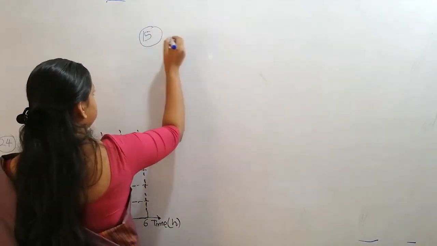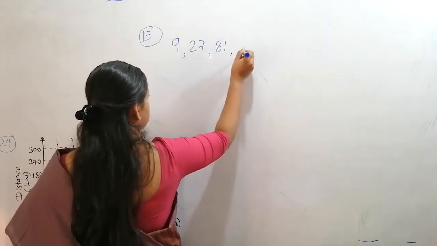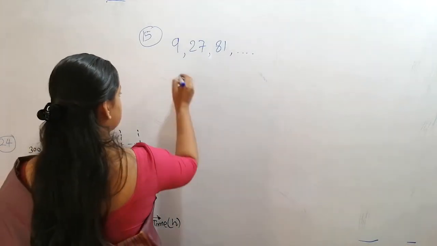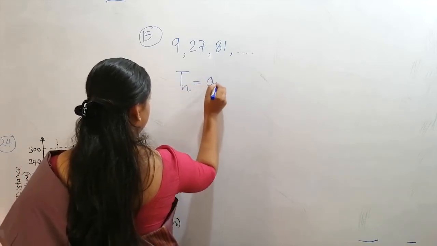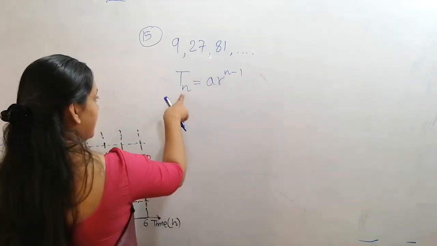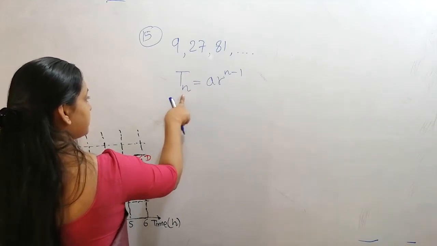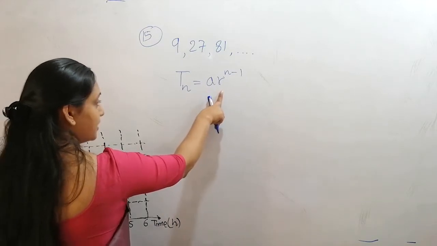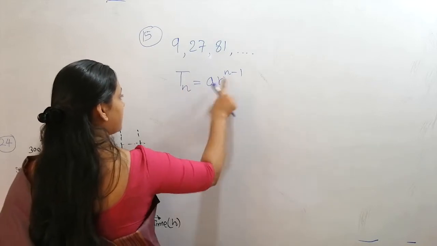15 is given: 9, 27, 81, and it will continue. Here we have to find the sixth term. The equation for the term is Tn equal to a r to the power n minus 1. The n means the number of the term. Then a is the first term, and r is the common ratio. This n is the same n.